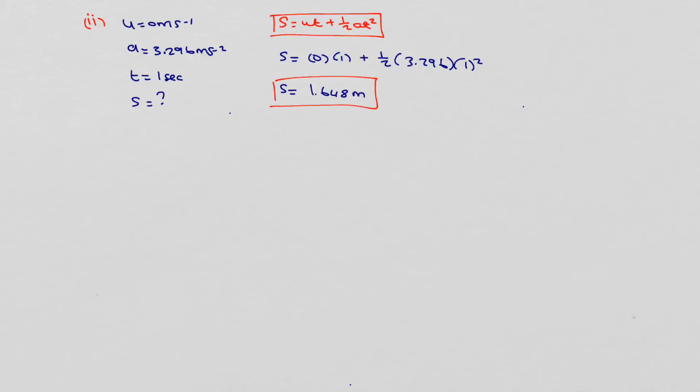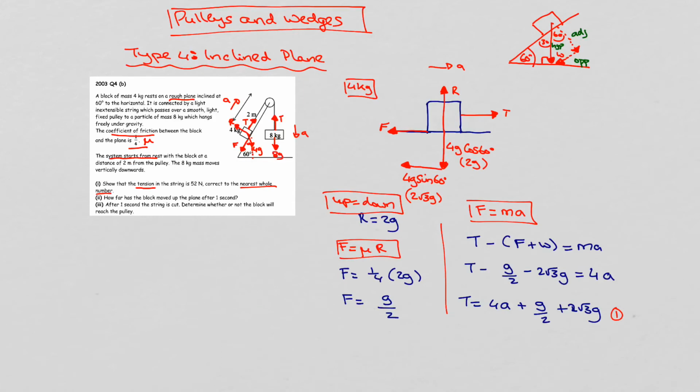Okay, so the next part of the question says, after 1 second, so we know how far it's moved in 1 second, and then we're told the string is cut. So if the string is cut, what's going to happen? We have to see whether the block actually reaches the pulley or not. In other words, is there enough momentum for the 4 kilogram block to actually reach the pulley?